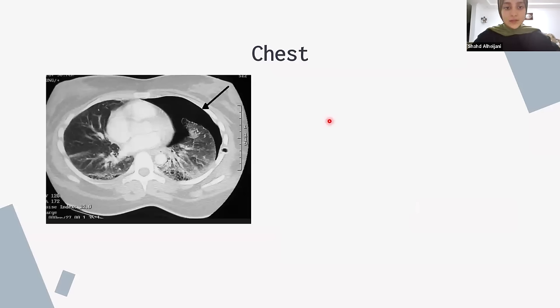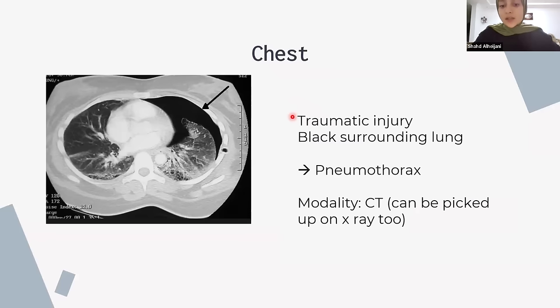So yep, just what is going on? There is a traumatic injury and there is a blackness surrounding the lungs. So again, pneumothorax can happen to any trauma. For example, something will burst the lungs and the pleura, and you will have this blackness surrounding the lung. So again, this is the lung window, because you can't really see the mediastinum, can't tell any abnormalities in the bones, but you can see the lungs very clearly.